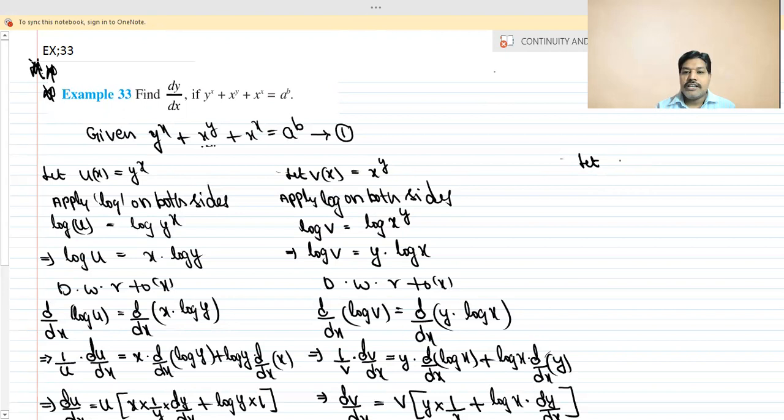So uv is over. Then you can take w. So w of x is equal to x power x. We already did this question, so just apply the log, same model. Apply the log on both the sides.